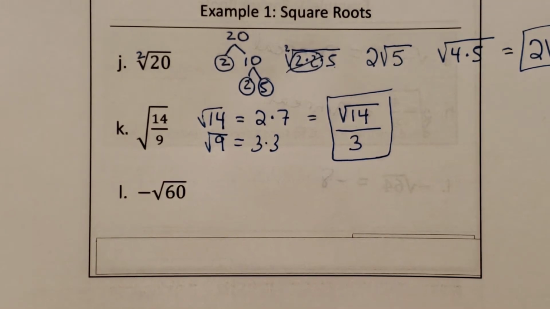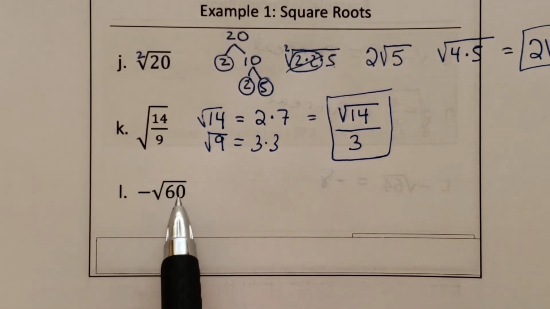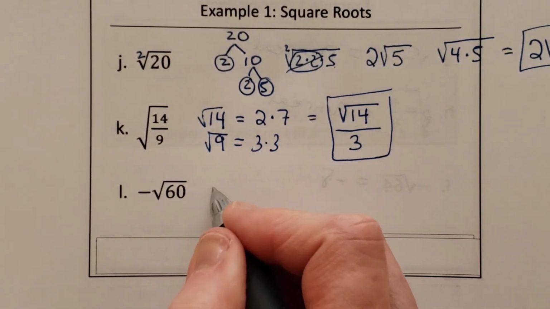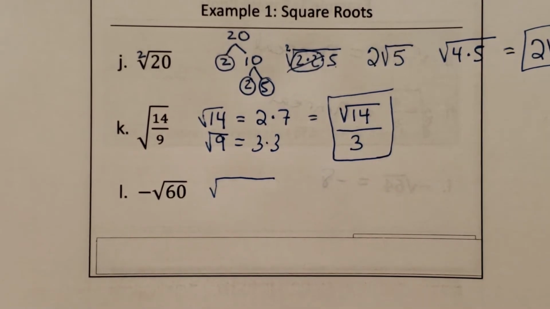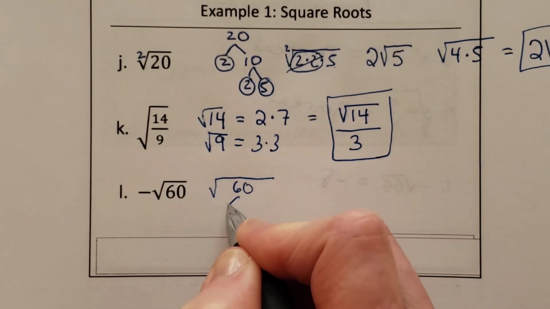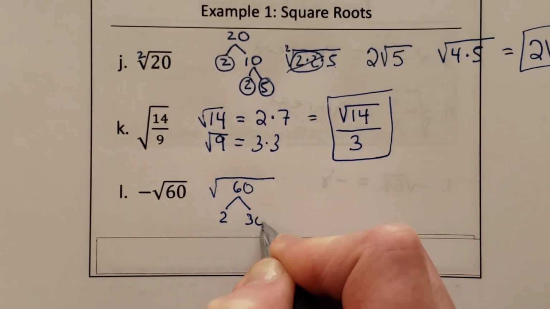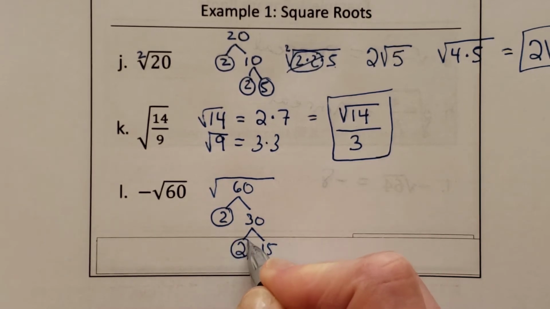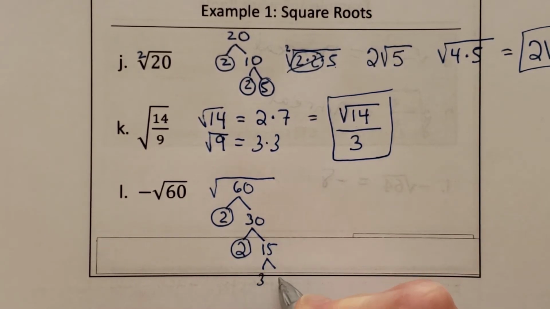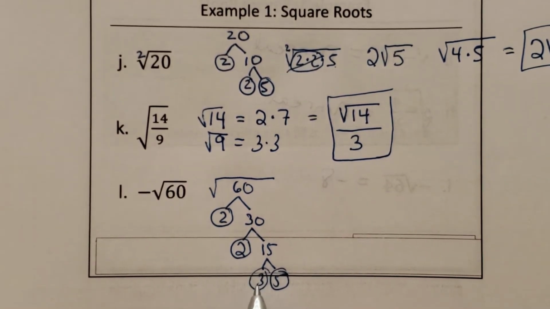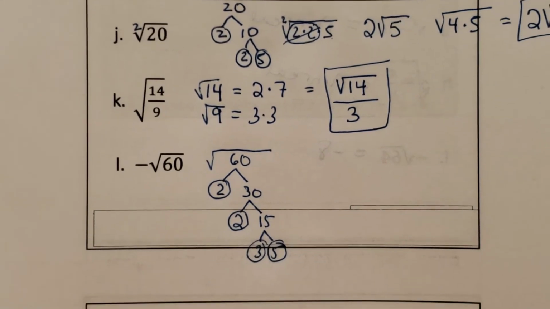All right, now letter L. This is going to be a real number because it's asking what's the opposite of the square root of 60. I'm going to think of this a couple of different ways. I want to think, what two numbers multiplied give me 60? I can start with 2 and 30. 2 is prime. 30 could be 2 and 15. 2 is prime, and 15 is 3 and 5. So 2 times 2 is 4, 4 times 3 is 12, and 12 times 5 is 60. So I know I have the right prime factorization.